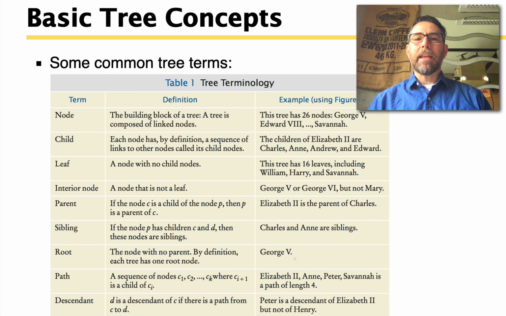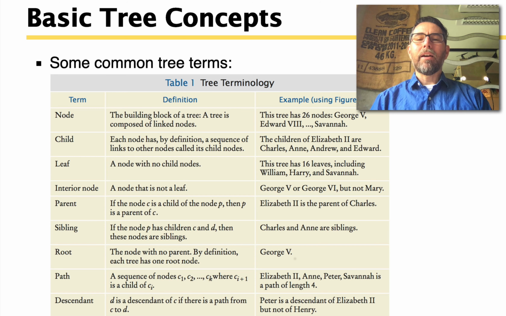A leaf is any node that has no children. So this would be like the bottom of the tree in some sense. An interior node is any node which is not a leaf, and so that can include the root node. A parent node is any node that has a child. A sibling is sort of where we use the family terminology. A sibling is any node that shares a common parent. A root is the node that has no parent, and by definition, each tree only has one root node.